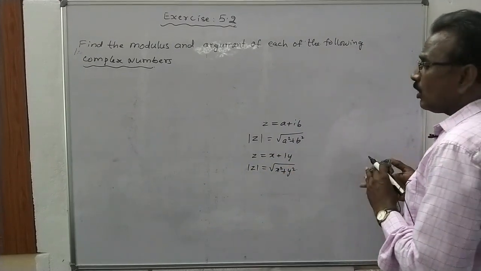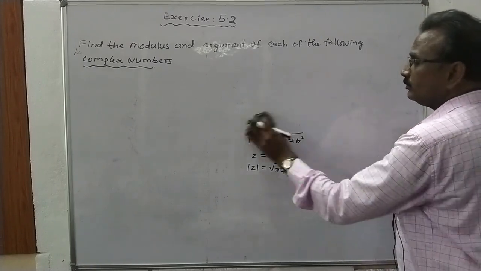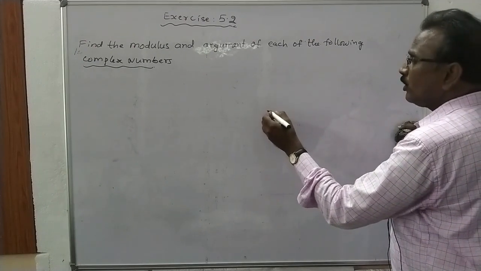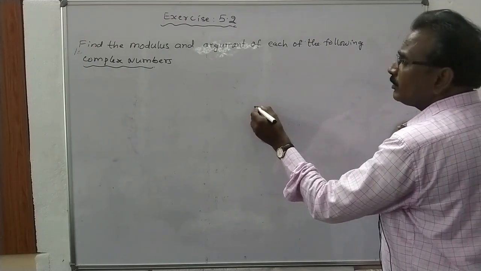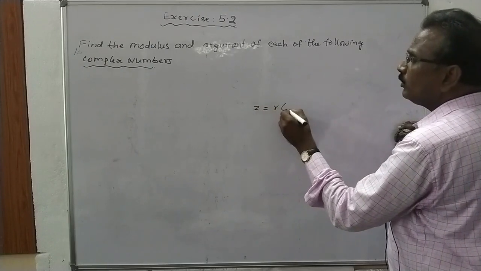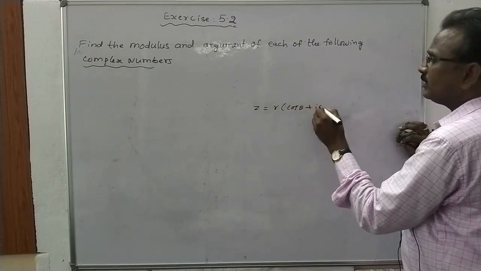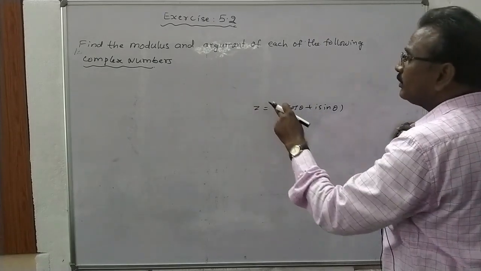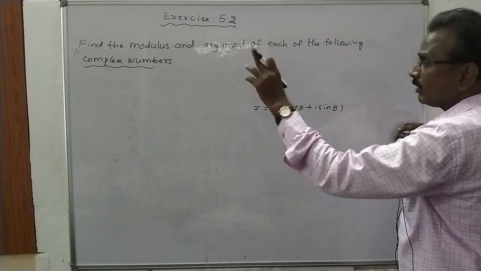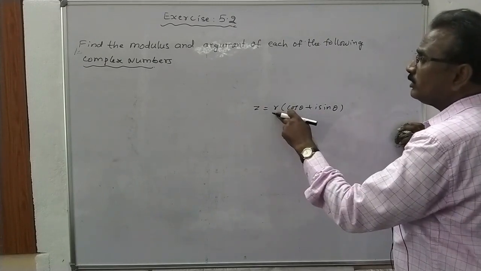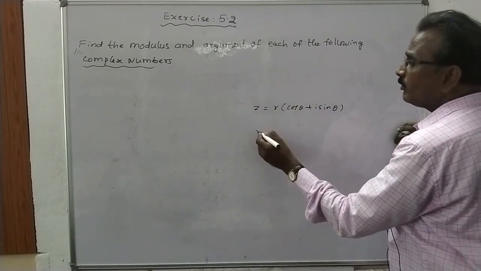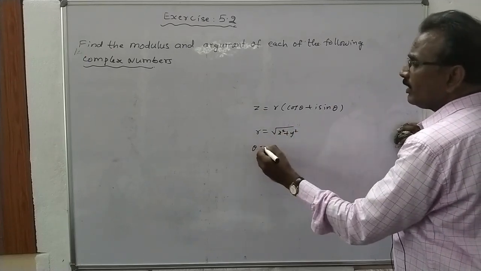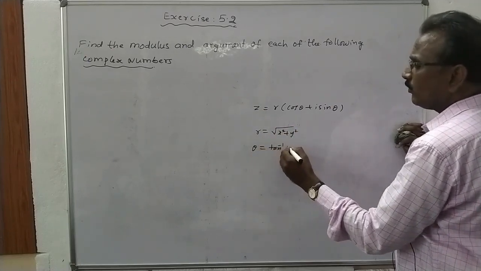Next, what is the argument? Theta is the argument. So the polar form of a complex number is z is equal to r into cos theta plus i sin theta. Here theta is called the amplitude or argument of a complex number. R is the modulus of the given complex number. So the r value is equal to root x square plus y square, which is the modulus, and the theta value is equal to tan inverse y by x.